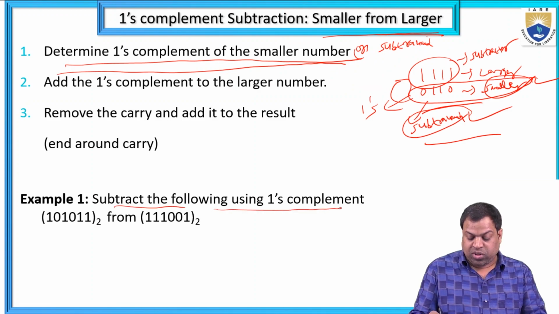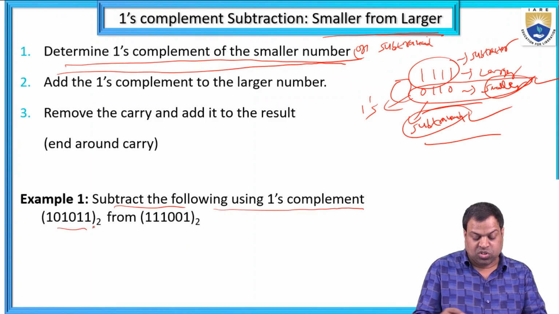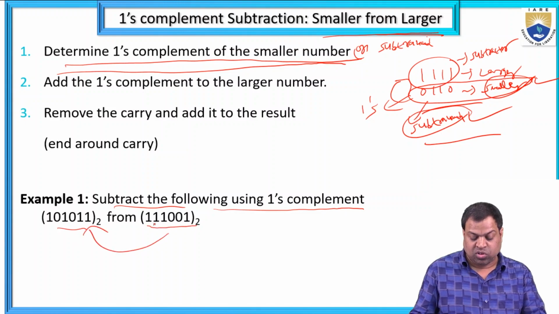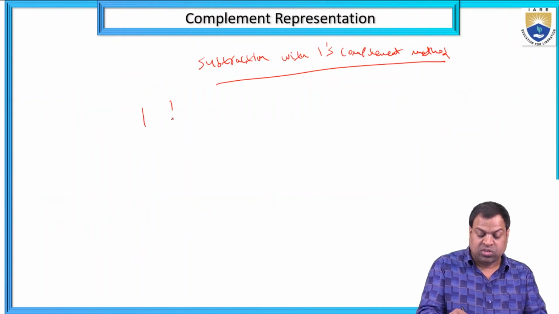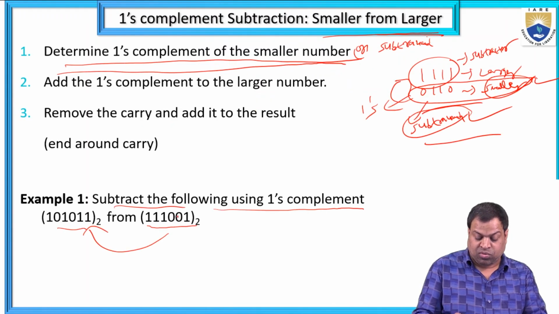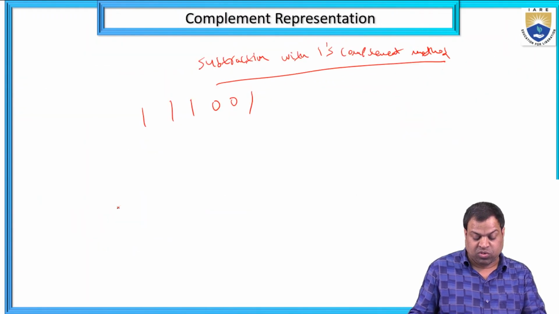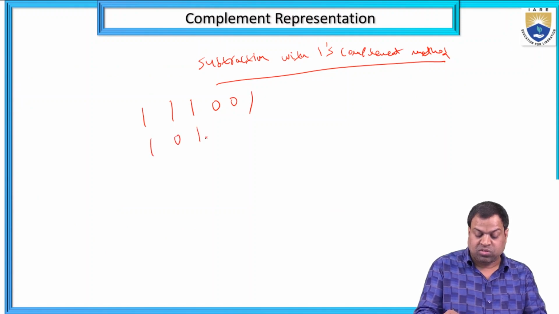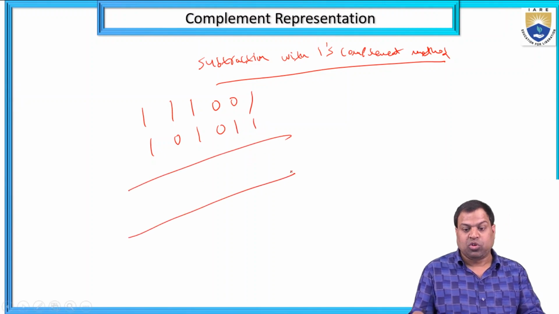Subtract the following using ones complement: 101011 from 111001. From means we are taking the first number 111001, and from this we are removing 101011.